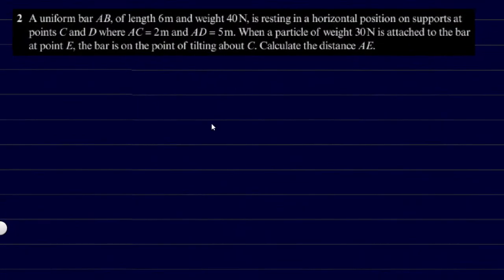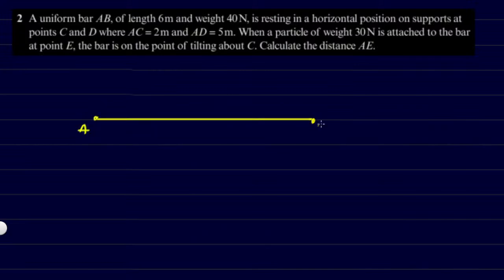Next question. Uniform bar AB again. So let's draw uniform bar AB of length 6 meters. So AB length is 6 meters and weighs 40 newtons. Because this is a uniform rod, the weight will act at the center, let's say M. Weight is given directly in newtons, so 40, acting downwards. It is resting in a horizontal position on supports at points C and D, where AC is 2.